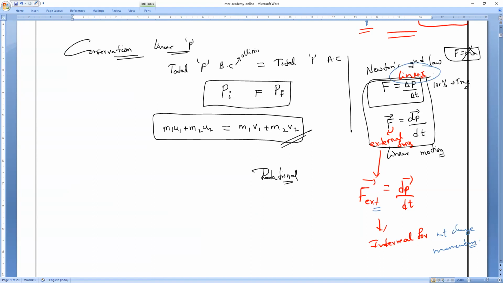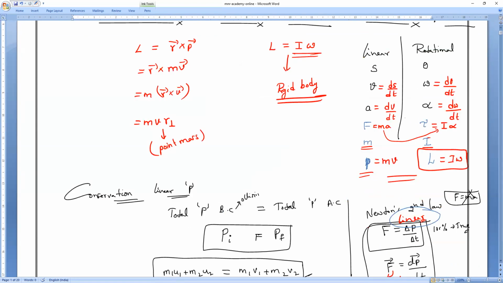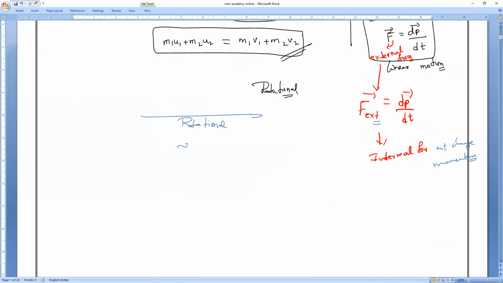This is for linear. Now the same thing applies for rotational. That is what is called conservation of angular momentum. For rotational, force becomes tau, torque. Linear momentum becomes angular momentum. So tau is equal to dL divided by dt. This is what you have to remember.